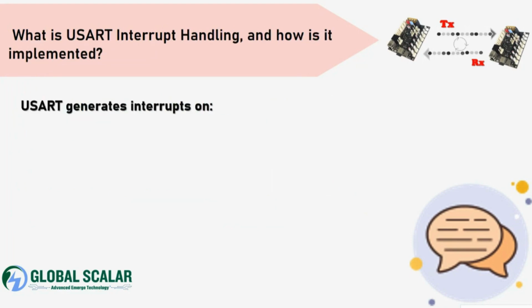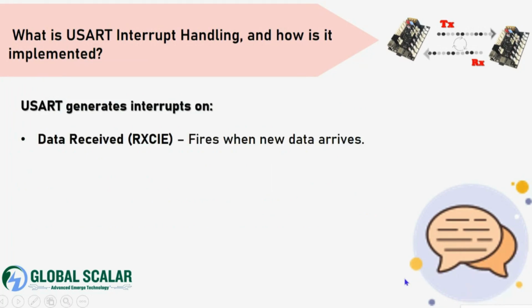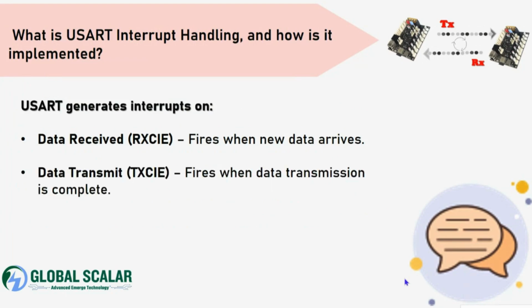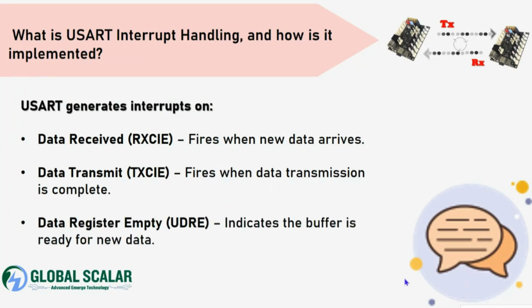What is USART interrupt handling? How is it implemented? USART generates an interrupt on data received, when new data arrives; data transmit, when the data transmission is completed; and data register empty, which indicates that the buffer is ready for new data. These are the interrupts that will be handled in the USART.